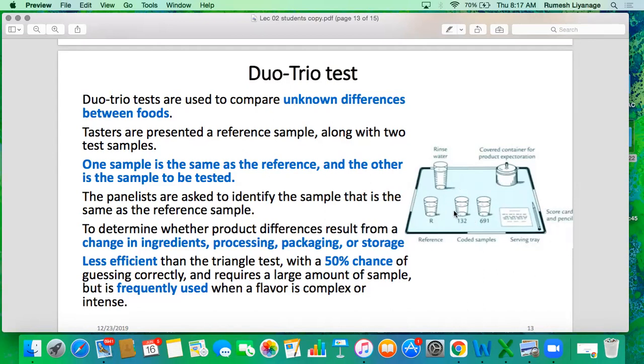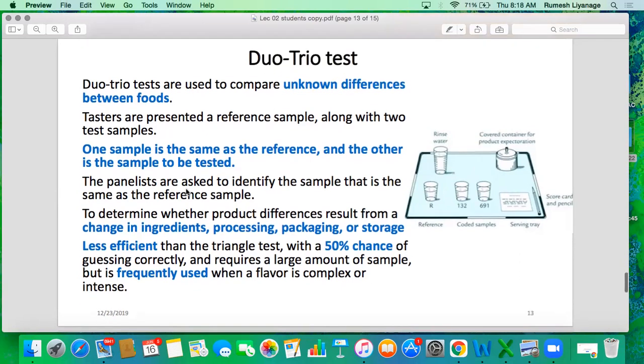Right? Then it means we have 1 standard sample and there are 2 new samples, and we ask somebody to select the preferred one. Tasters are presented a reference sample, R, along with 2 test samples. There are 2 test samples, 1 reference sample. 1 sample is the same as the reference and the other sample is to be checked.